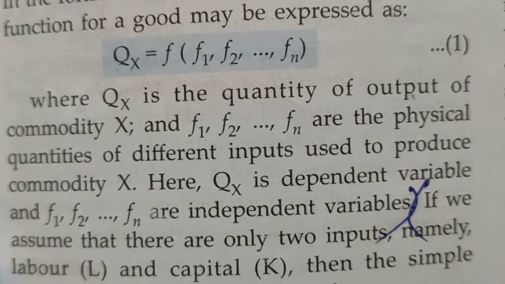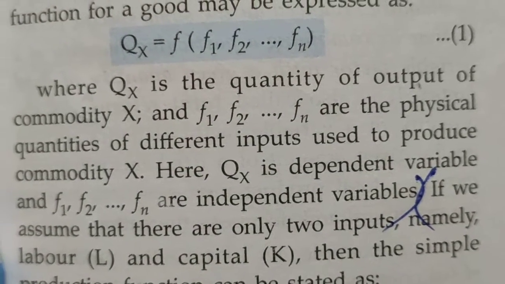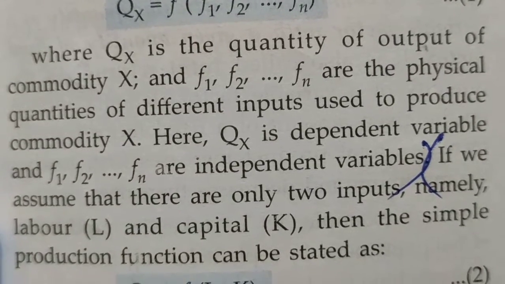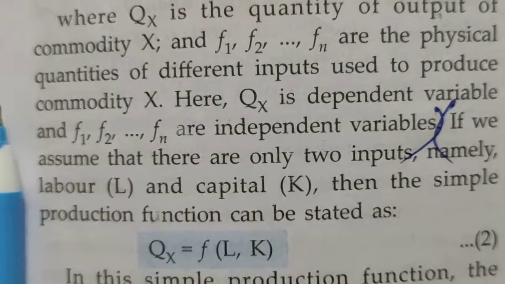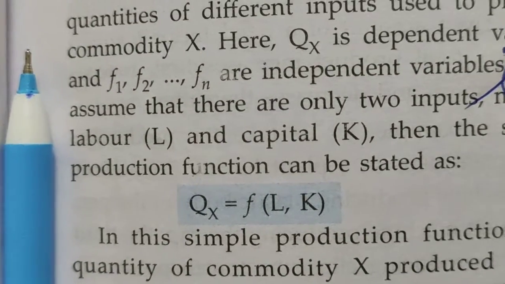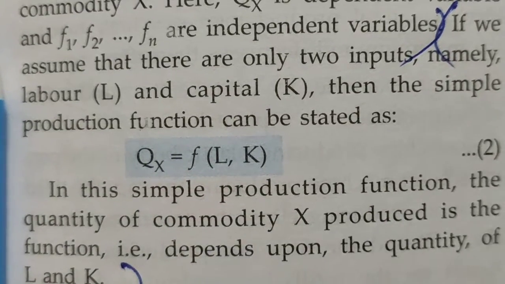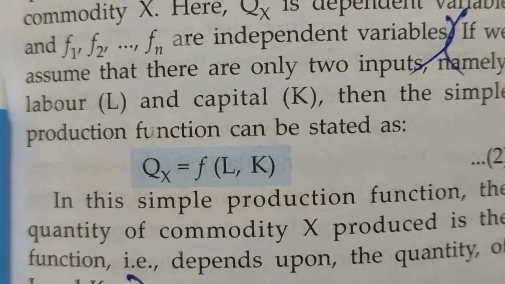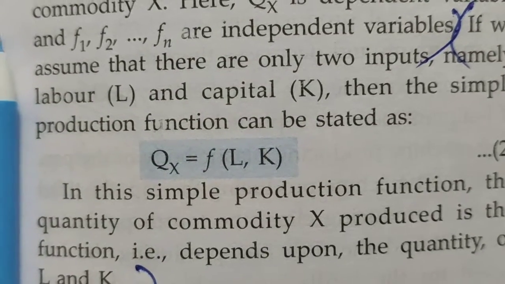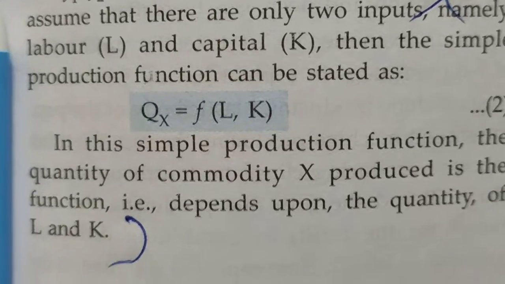If we assume that there are only two inputs, namely labor and capital, then the simple production function can be stated as Qx equals f(L, K). In this simple production function, the quantity of commodity X produced depends upon the quantity of L and K.